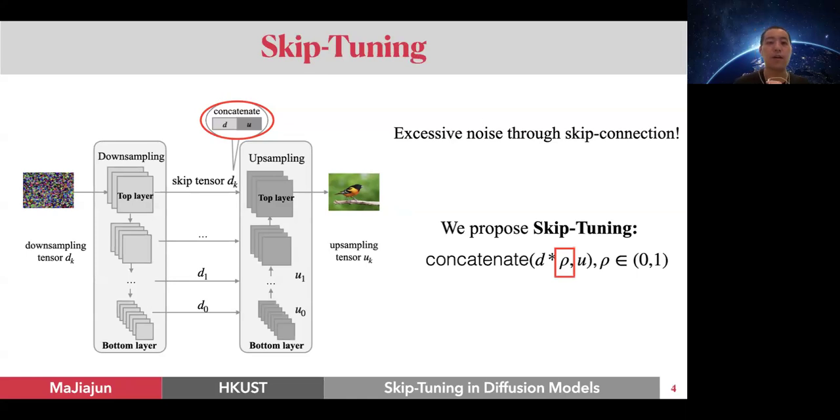So how to deal with such a bottleneck? We propose skip tuning, which is very simple, but turns out to be quite an effective design. We introduce a parameter rho that is multiplied with the downsampling vector. The value of rho is restricted from 0 to 1, such that it will diminish the downsampling vector.